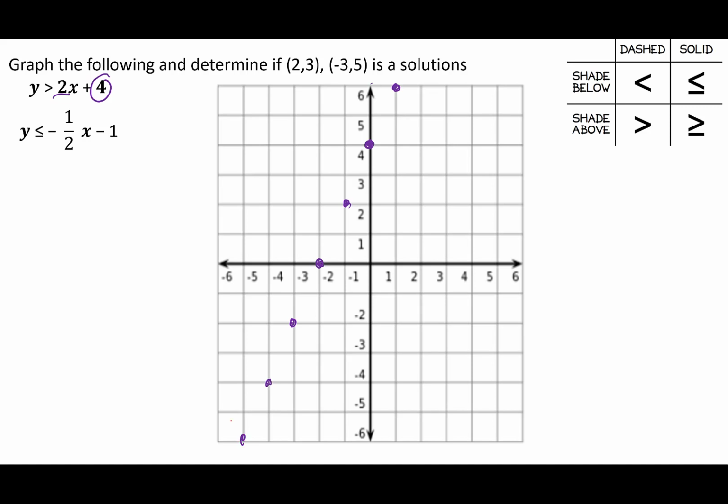Now this is where it differs. I need to pay attention to what my inequality symbol is. In this case it's greater than. So I'm going to shade above, and my line is dashed.